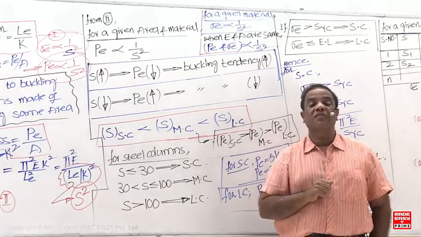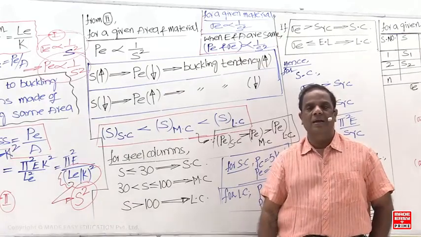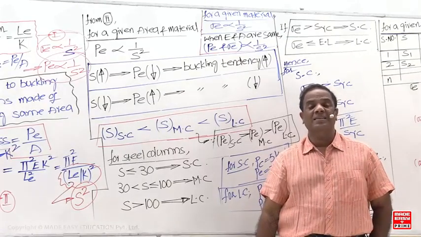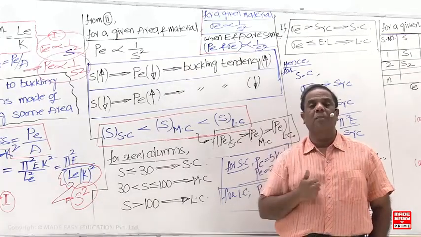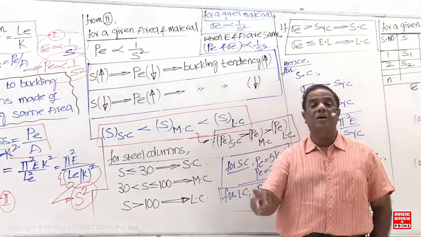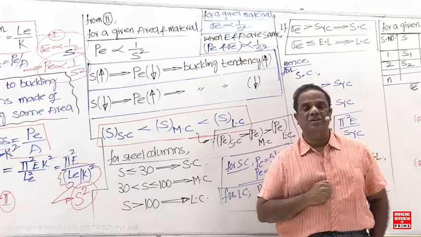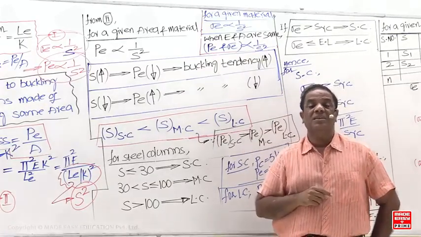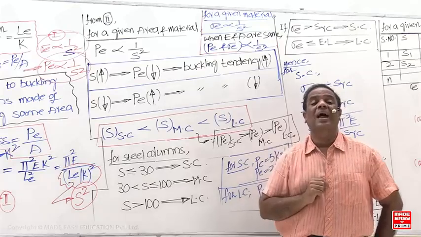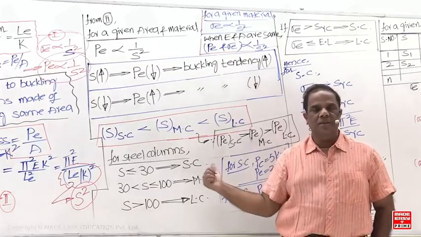And long columns fail by elastic buckling. But what is the condition for elastic deformation? If a member should undergo only elastic deformation, what is the condition? The stress induced should be less than or equal to the elastic limit. The same thing is there.